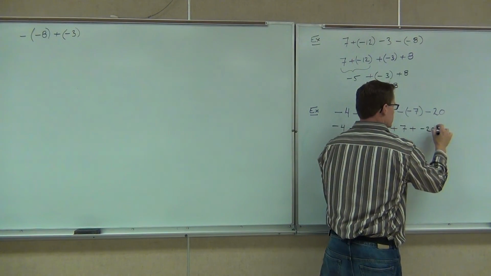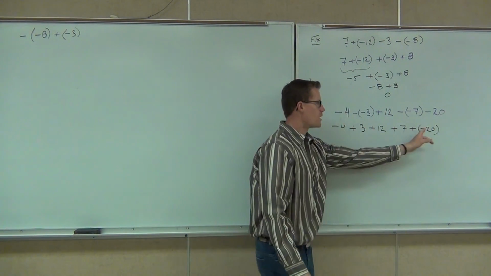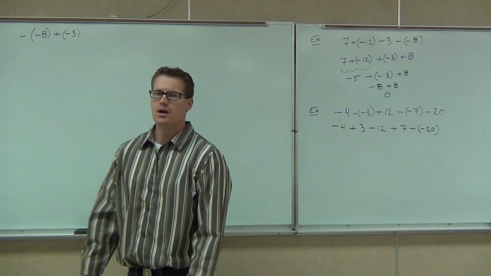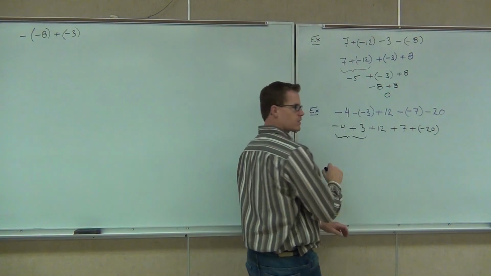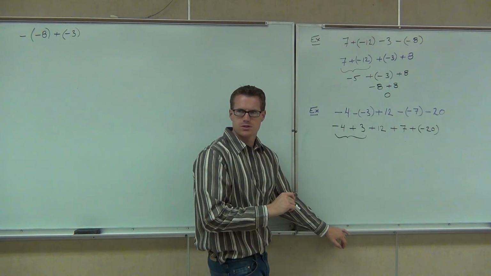Perfect. That's where we do that one. And we'll put parentheses around that one to show that that's a negative value. So when we go on this problem, we'll get these first two. We'll get what out of negative 4 plus 3, folks?